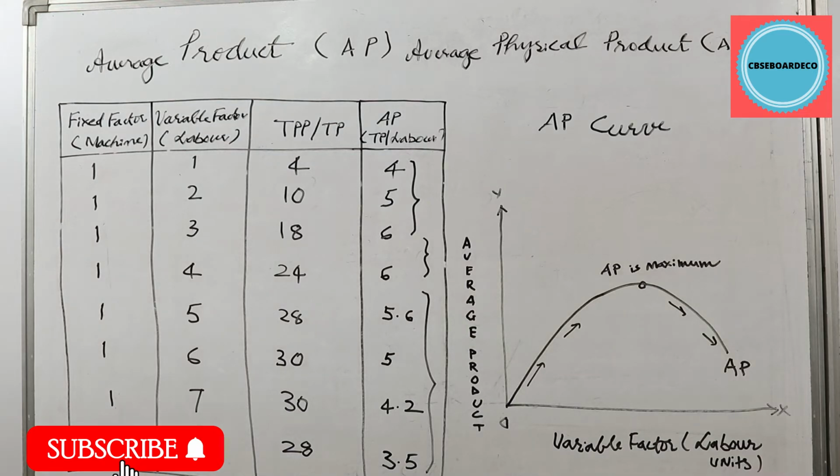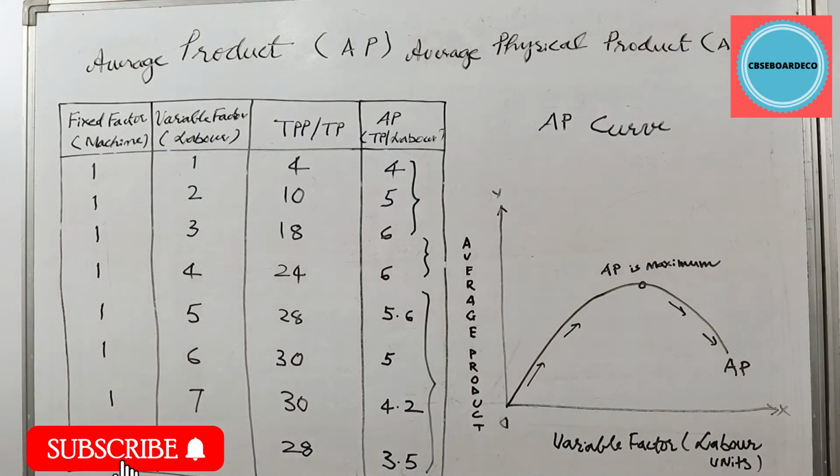1 laborer on the same machine, 2 laborers on the same machine, 3, 4, 5, 6, 7, 8. We went on increasing the labor units on the same machine. So what happened to TPP? You can see it here, total product. The first laborer is giving you 4 units of output. 2 laborers are giving you 10.